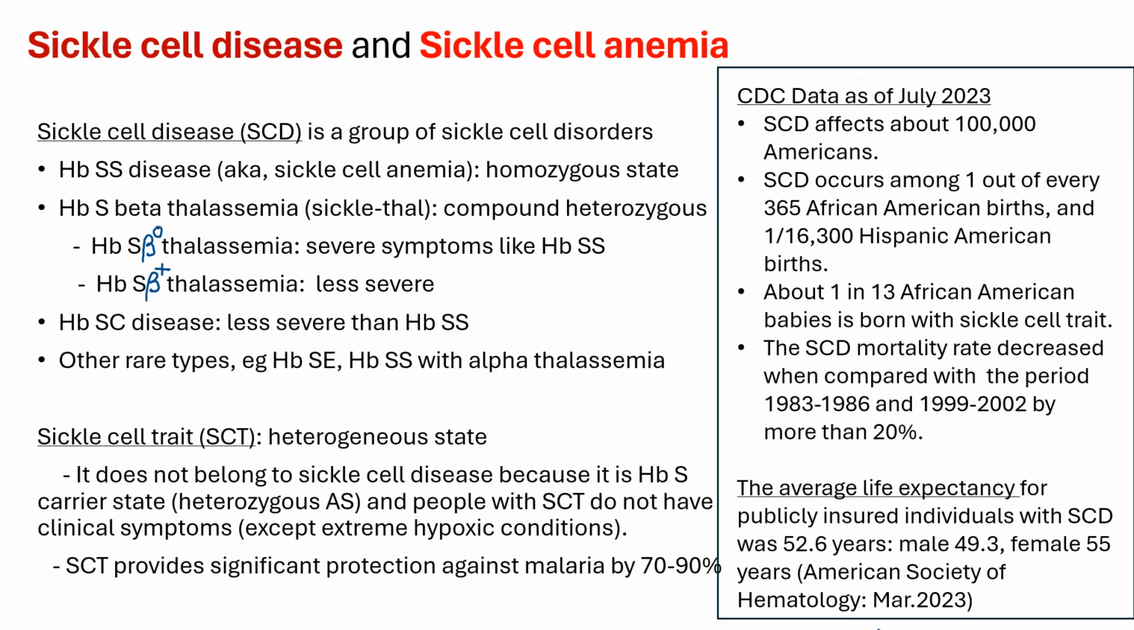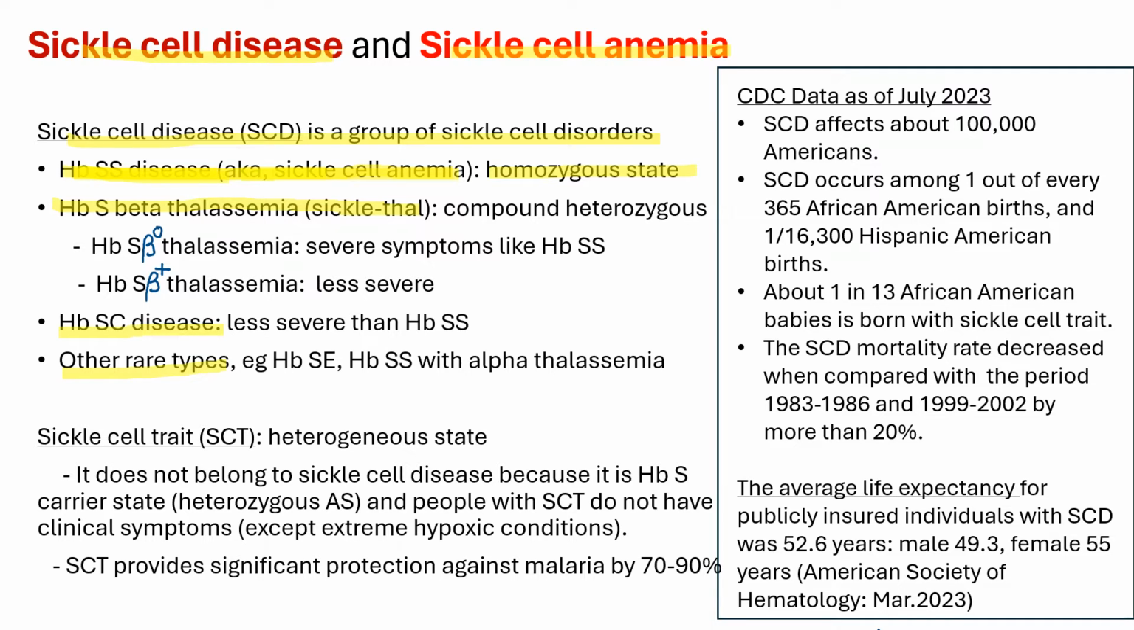Some medical students and residents are confused about sickle cell disease and sickle cell anemia. Sickle cell disease is a group of sickle cell disorders which include hemoglobin SS disease, which is sickle cell anemia, hemoglobin S beta thalassemia, which is also called sickle thal, hemoglobin SC disease, and other rare types. Sickle cell SS disease, sickle cell anemia, is a homozygous state. We have a pair of chromosomes, one from father, one from mother. And patients with sickle cell anemia, SS disease, have both chromosomes with the hemoglobin S genes.